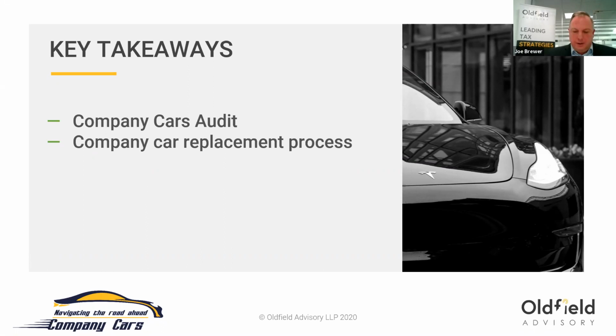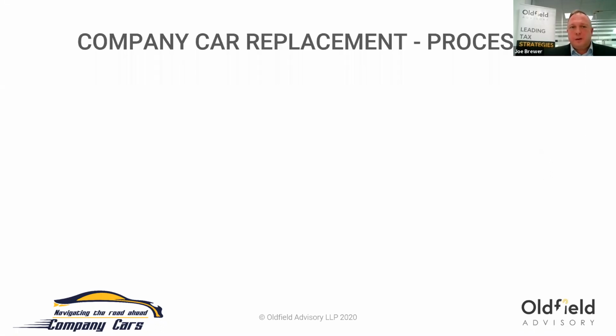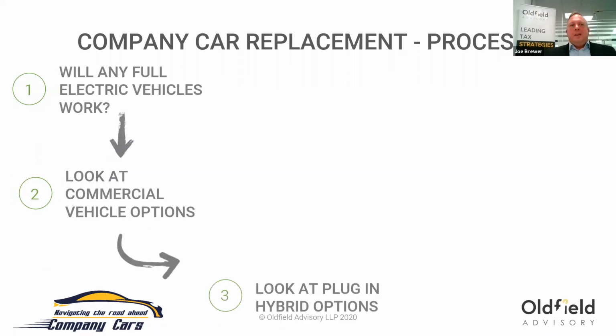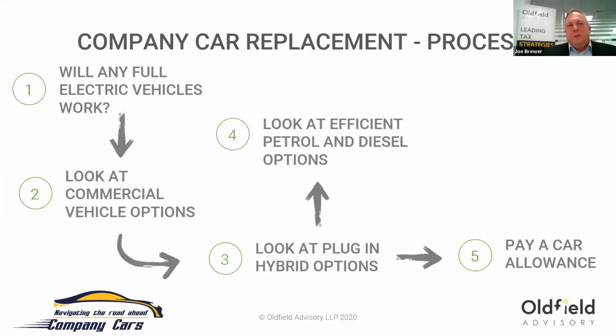vehicle. So the key takeaways are the company car audit, and secondly, we've got on the next slide the car replacement process roadmap. So what we're suggesting is, and it's quite simple, that when you replace company cars, you do it in the following order. Firstly, will any full electric vehicles work for you? If the answer to that is yes, obviously go for electric. If no, look at commercial vehicle options. There are some really viable ones.